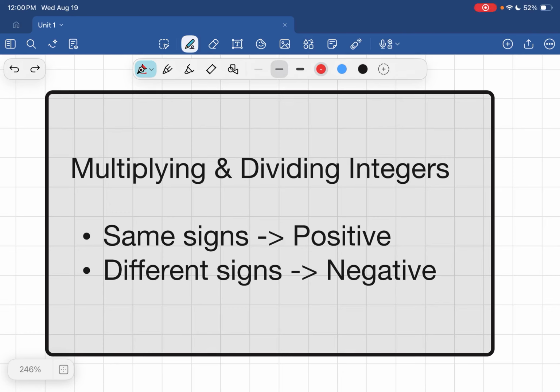Hi everyone. In our last two lessons, we learned how to add and subtract integers. Today we're going to learn how to multiply and divide integers. The actual multiplication and division will be pretty straightforward. The most important thing we're going to focus on today is how to determine the sign of our answer. By the end of this video, you'll have one simple rule that you can use for both multiplication and division.